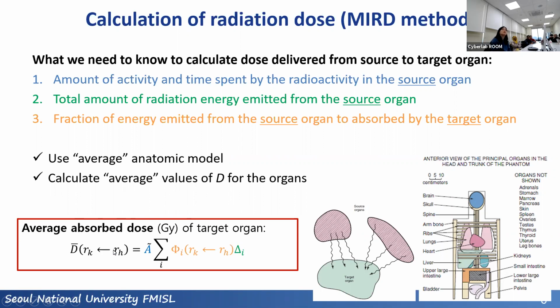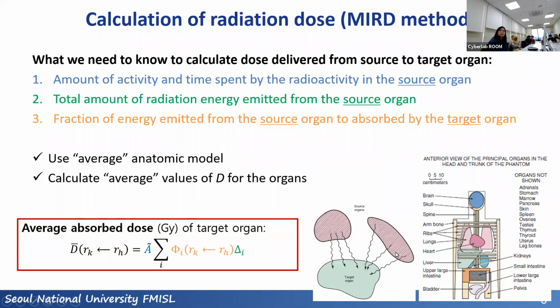So let me see. This is the target organ, and this is the source organ. So the source gives energy or dose to the target organ, and these just mean dose. As we looked at here, it will be proportional to the number of disintegrations from the source organ, and also proportional to the energy emission per disintegration. Also, this shows the total sum of the source to target dose. We will see in the next slides.